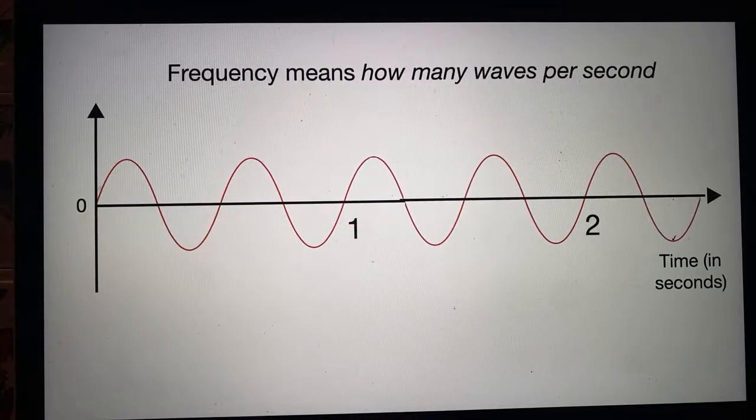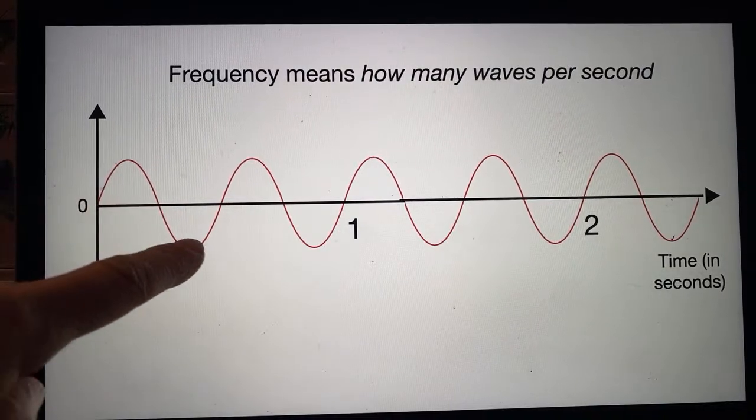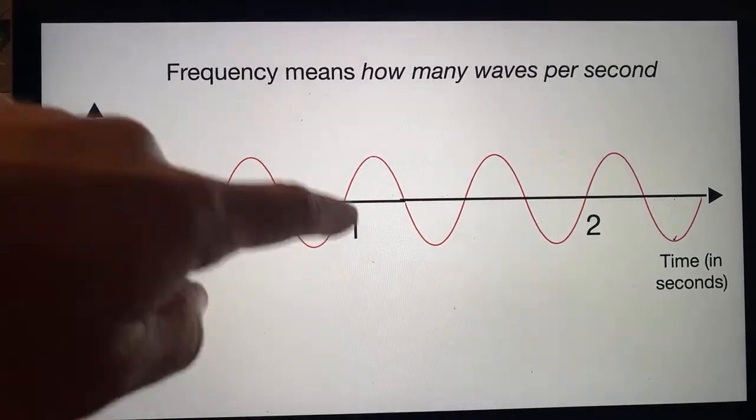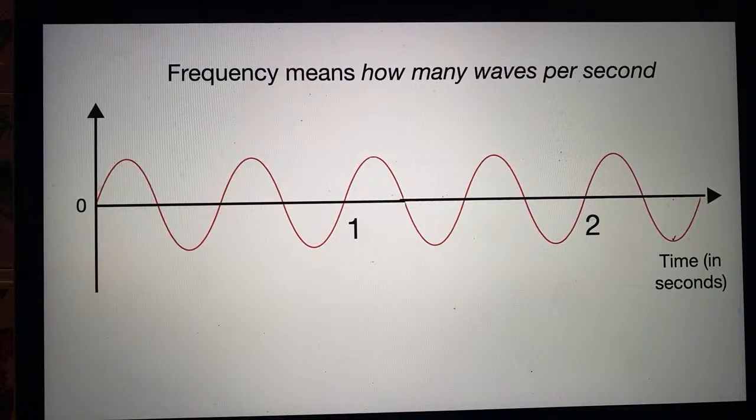Good. Frequency is how many waves per second. How many waves per second? So here we've got a wave that goes all the way up, all the way down, all the way up, all the way down, all the way up. And that 1 second has gone by for all that's happened.